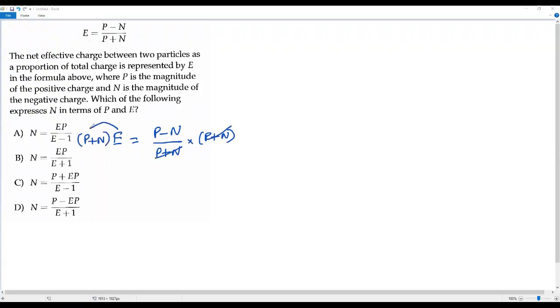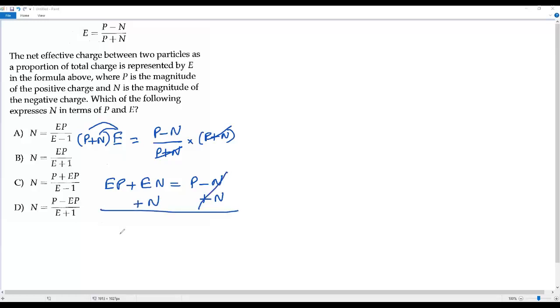Now on the left side, I can distribute this E to P and N, and I'll get EP + EN = P − N. We are trying to solve for N, but N appears on both sides of the equation. It should appear on only one side of the equation, either on the left side or on the right side. So we can get rid of the N on the right side. For that, I have to add N to both sides.